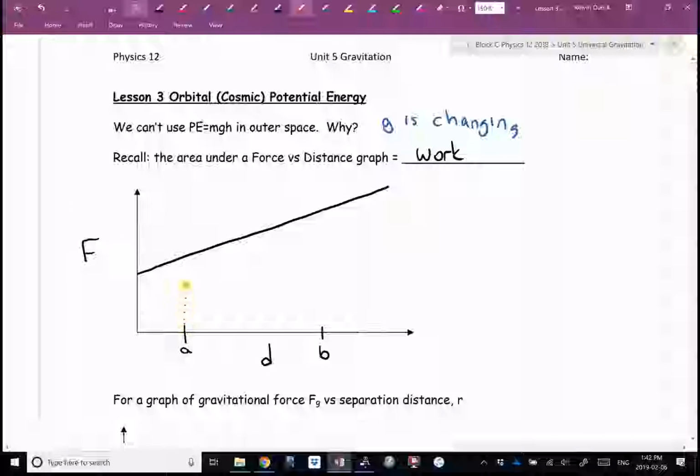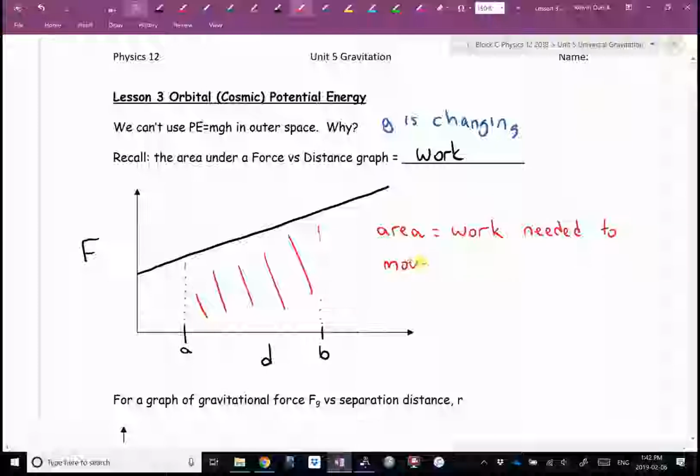And then go down, down, down, and kind of color in or shade in that area there. Now that area is not only how much work. If I wanted to be really fussy, this area equals the work needed to move from A to B. This is how much work, how much energy it took to move this mystery object from A to B.